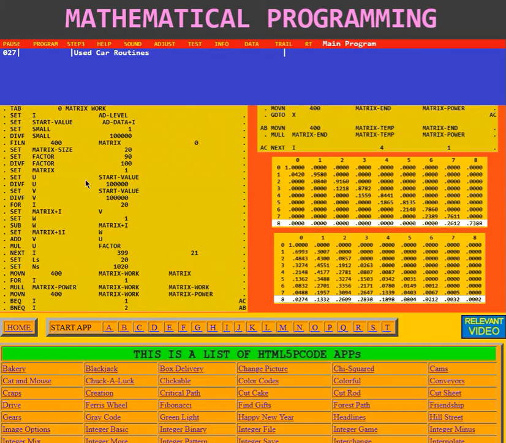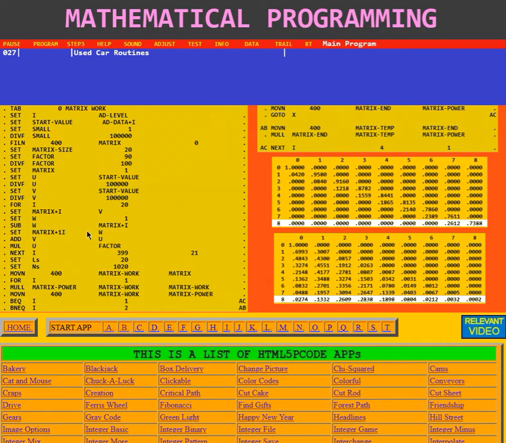Next it says set U to the start value, divide it as floating point by 100,000, set V to the start value and divide it floating point wise by 100,000. Then it says for I of 20, and down here we have next I to 399, 21 at a time. It's going to go around this loop, I believe, 19 times.